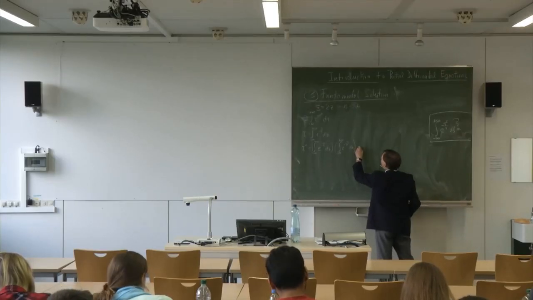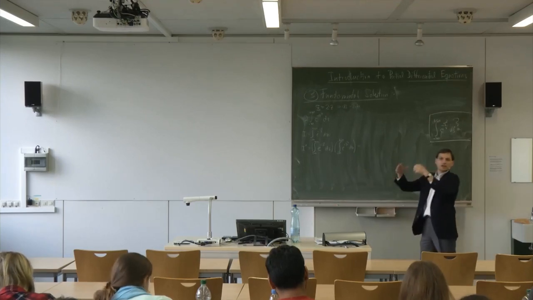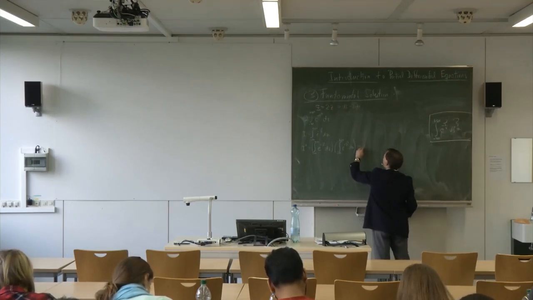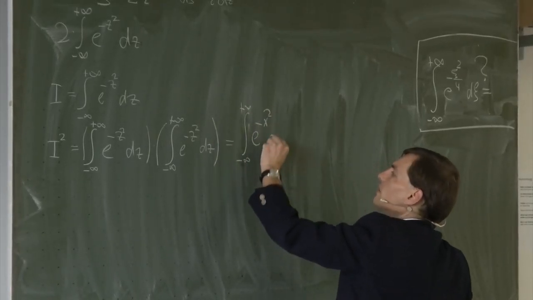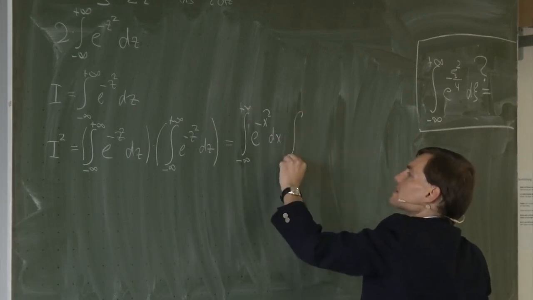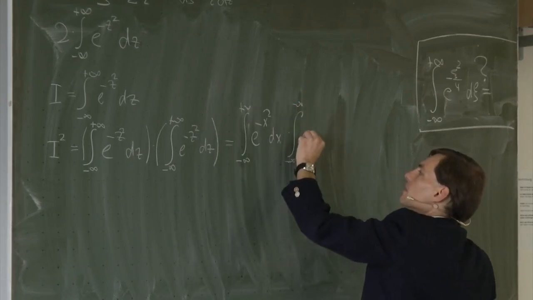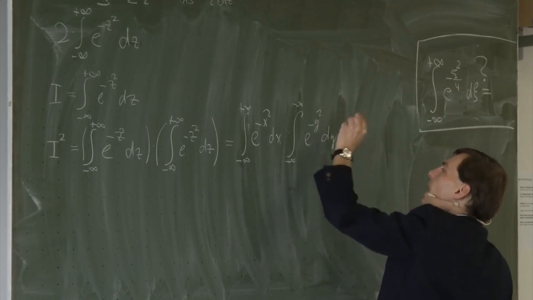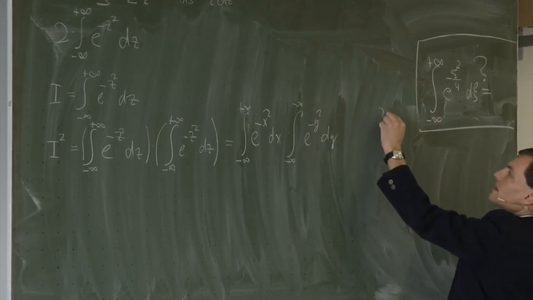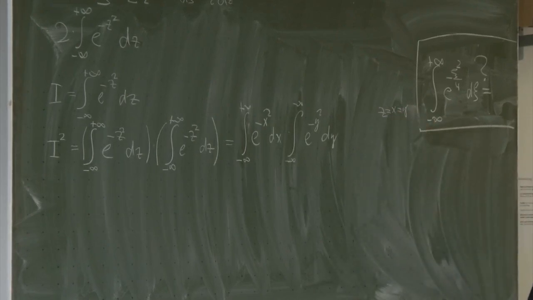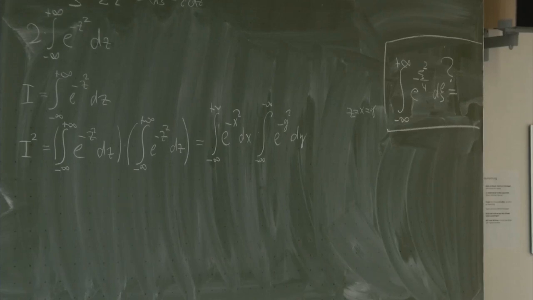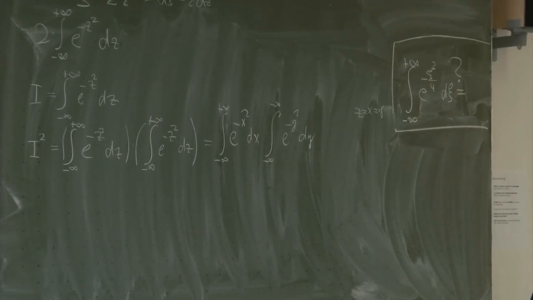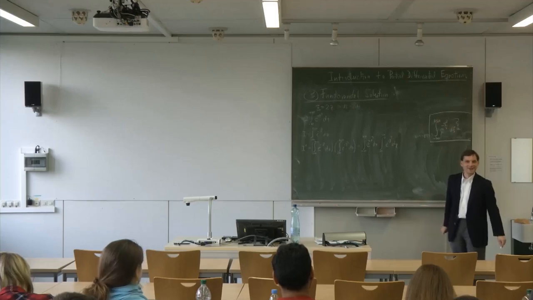And now, instead of z, I can substitute two other letters. I write the integration from minus infinity to plus infinity of e to the minus x squared dx, times the same integral of e to the minus y squared dy. I just say here z is equal to x, and z is equal to y. In the first integral I write it with the letter x, and in the second with y. Why not? Whenever you disagree, raise your hands.